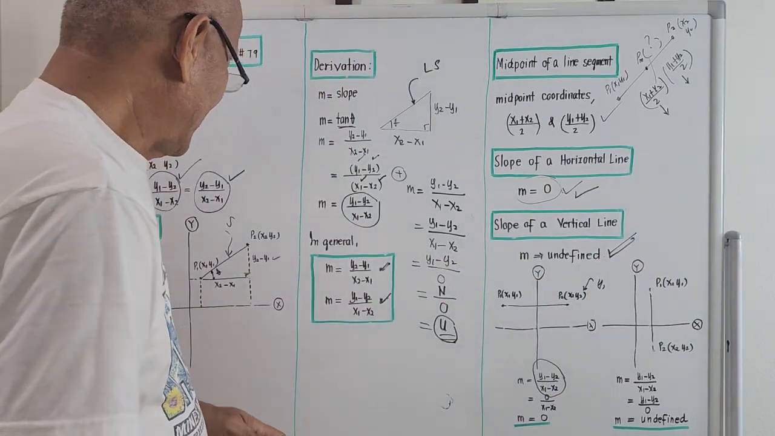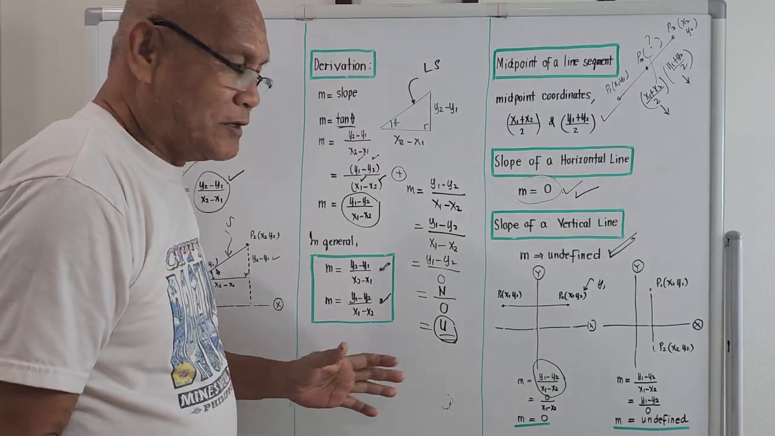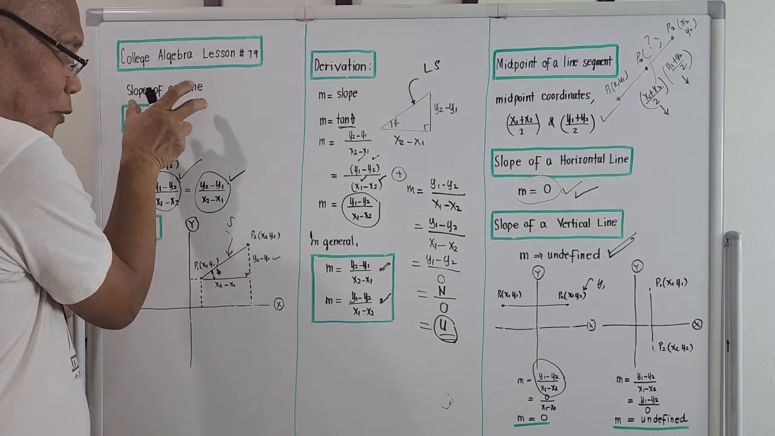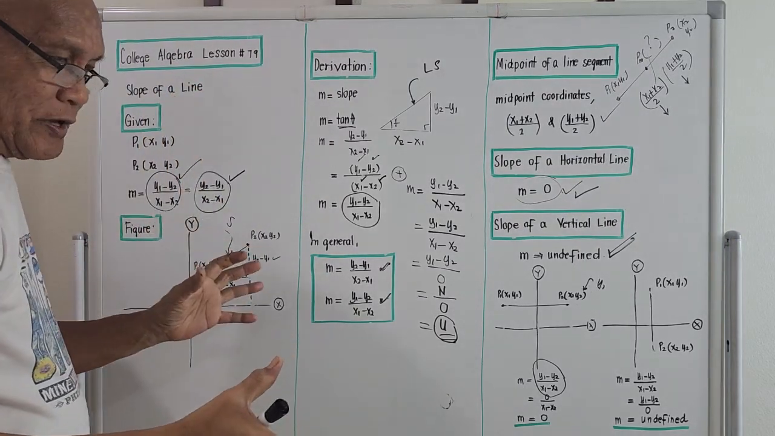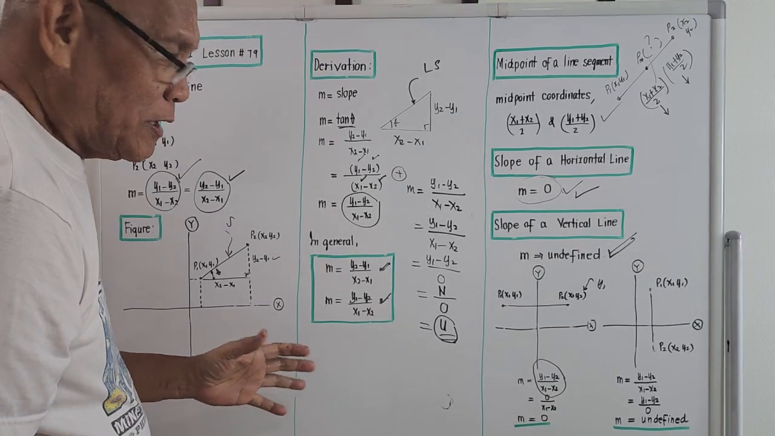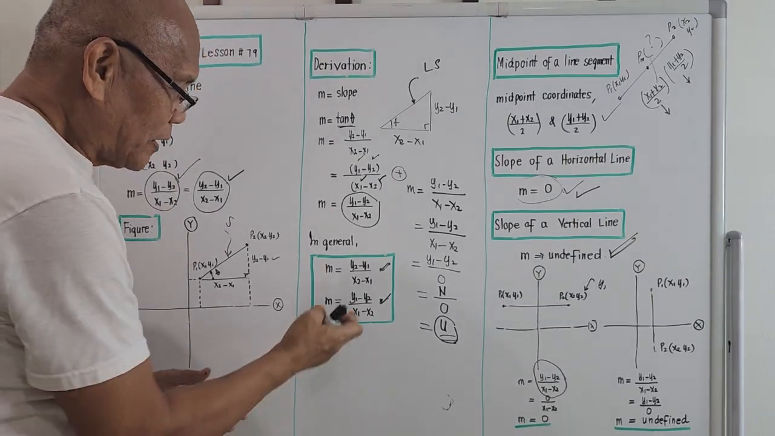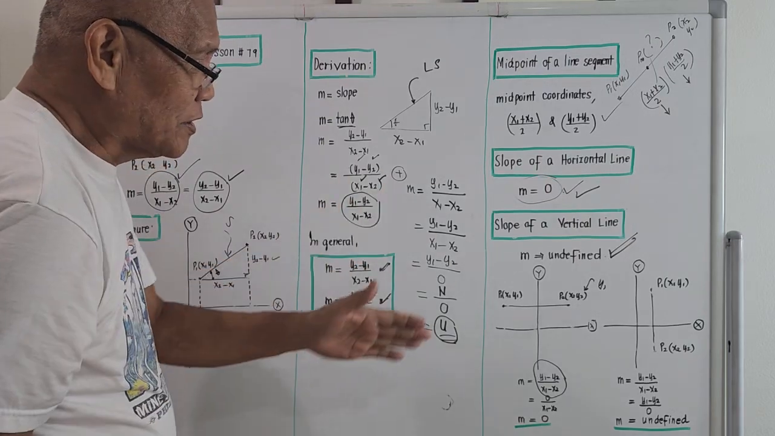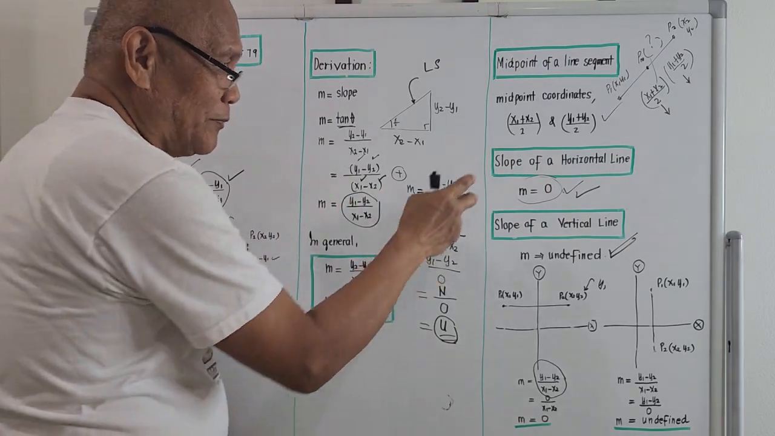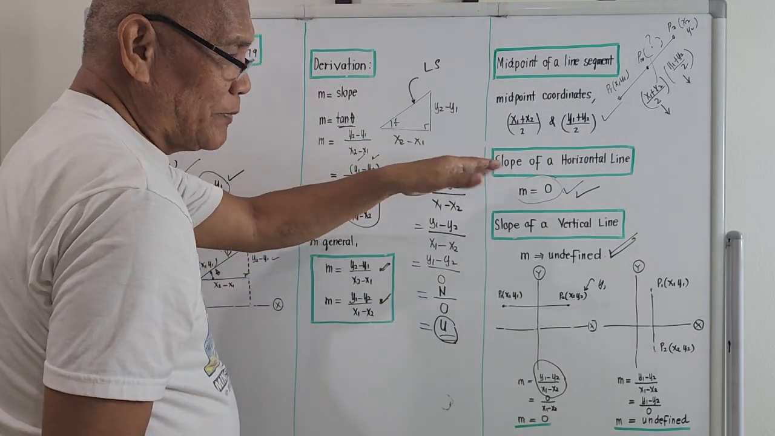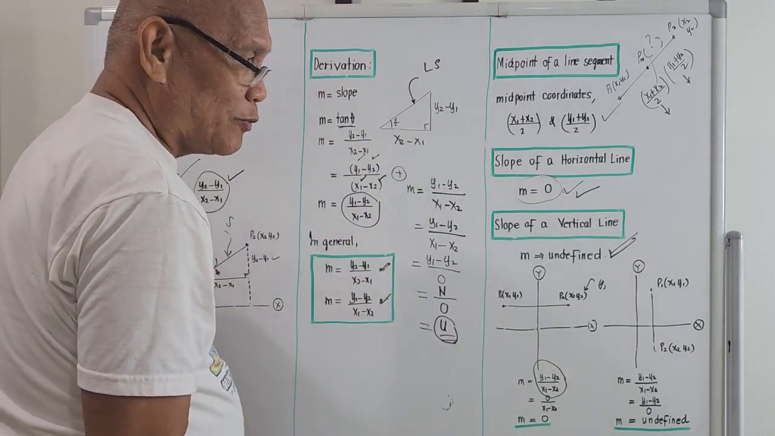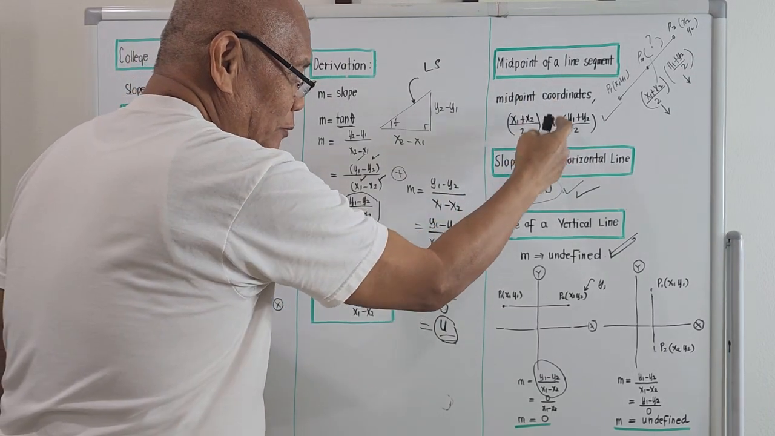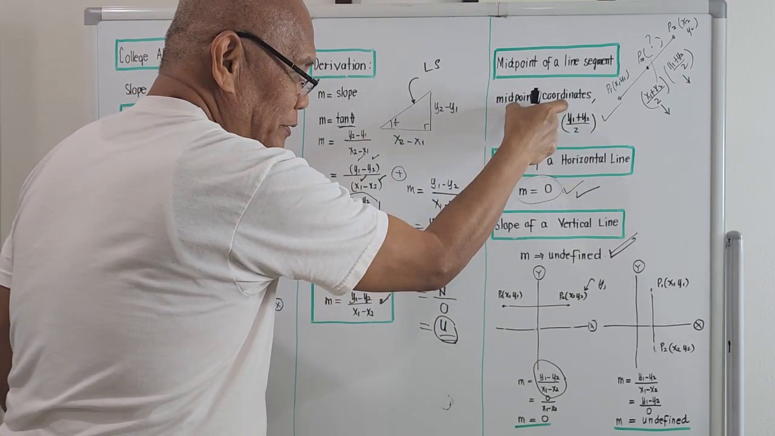Okay, that's it, guys. These are the things that are needed under college algebra lesson number 9, slope of a line. So I brought out the formula and how to compute for the slope. There are two formulas. They are the same. And for special cases, for the midpoint of a line segment, the coordinates of the midpoint will be at 1/2 of the sum of the abscissas and 1/2 of the sum of the ordinates. That's for the midpoint.